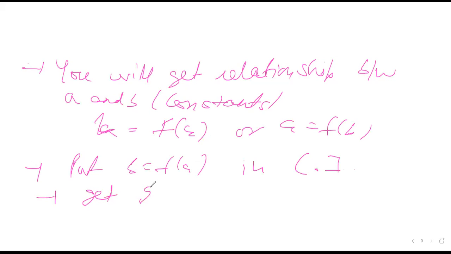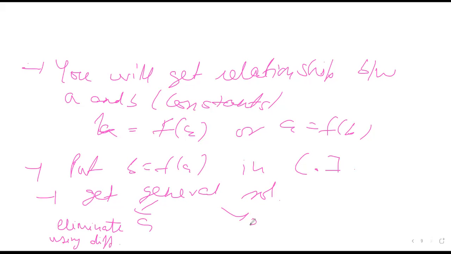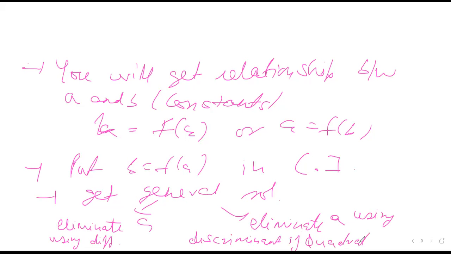Get general solution, that is called the general solution, right? Now again you will get two options. Eliminate A using differentiation, or eliminate A using discriminant if a quadratic equation is obtained. Okay, so that is the whole thing.